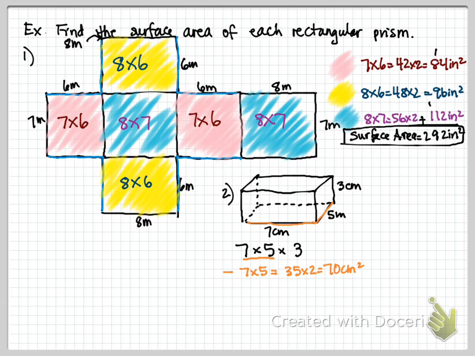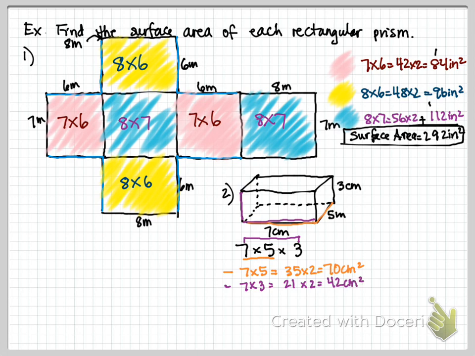Next, we're going to look at the next 2 dimensions. Let's do 7 and 3. So 7 times 3, and 7 and 3 is the front. There's your 3, and there's your 7. So that's 21 times 2, which is 42 square centimeters.